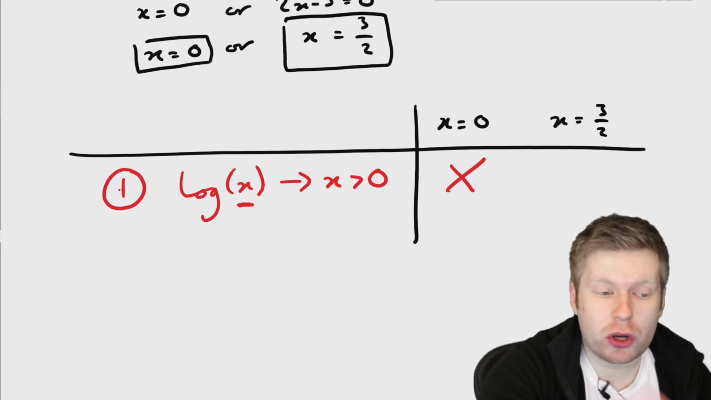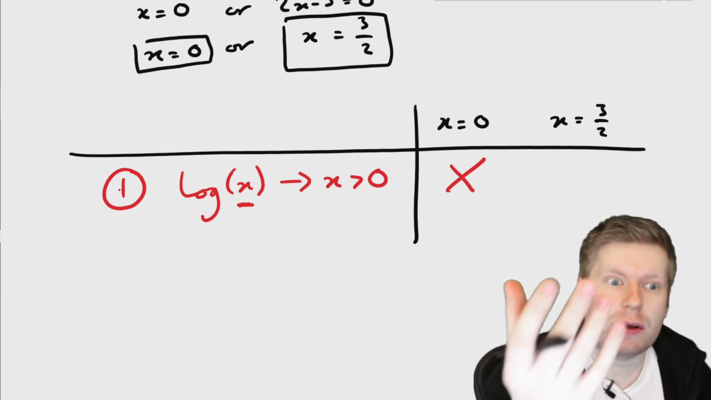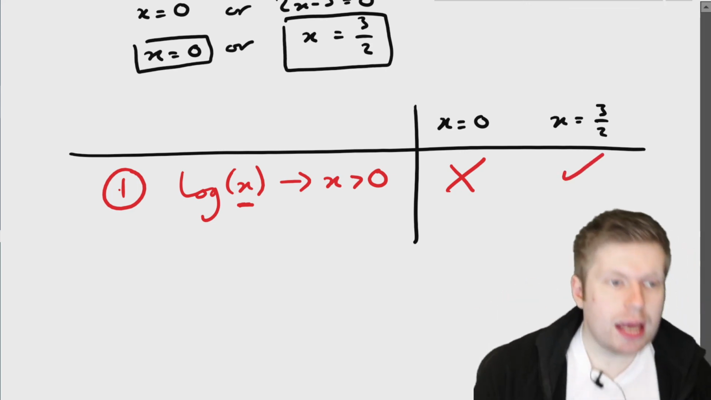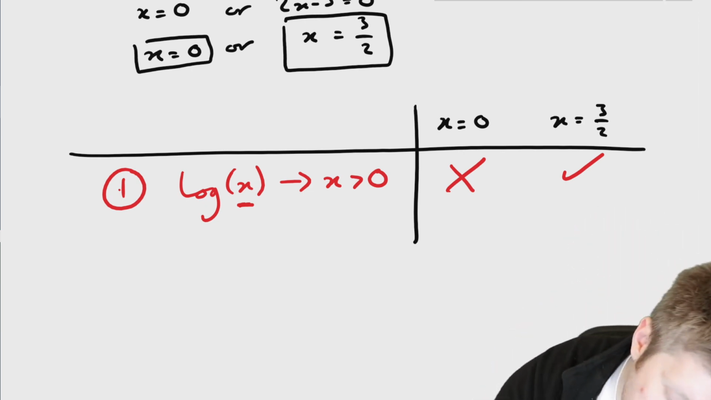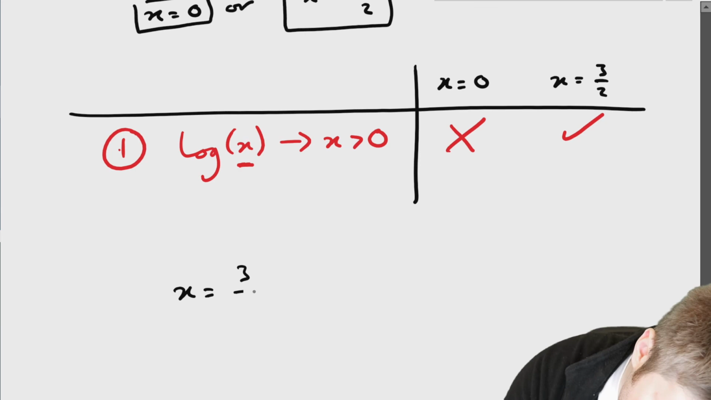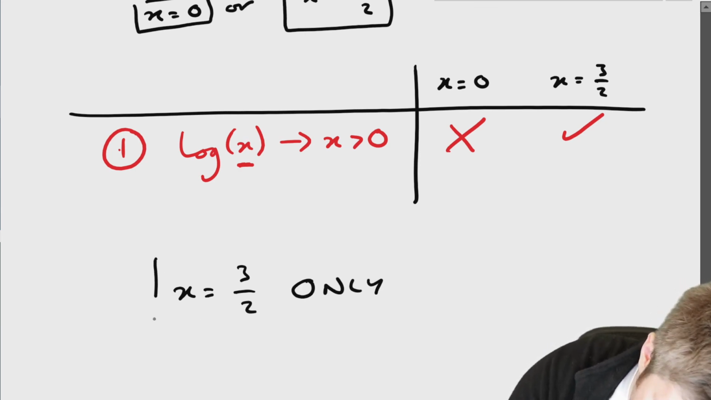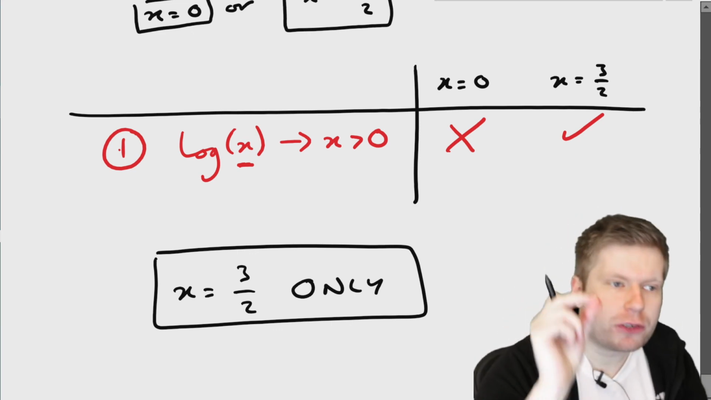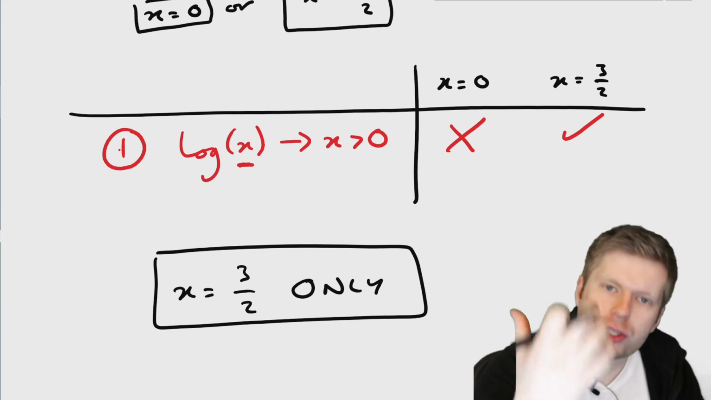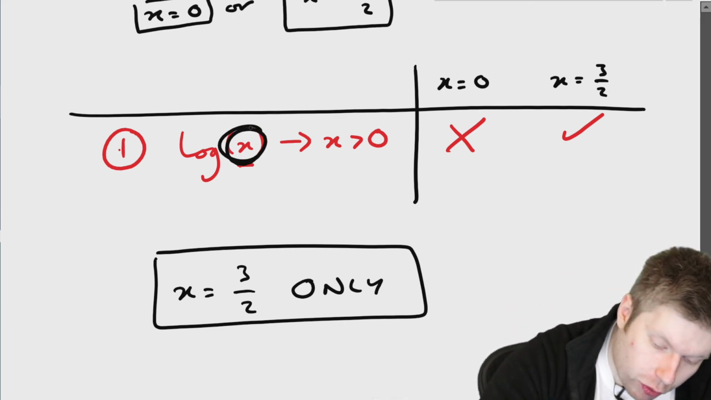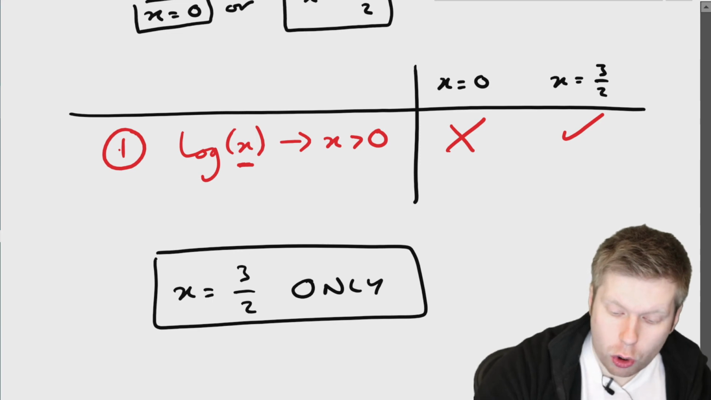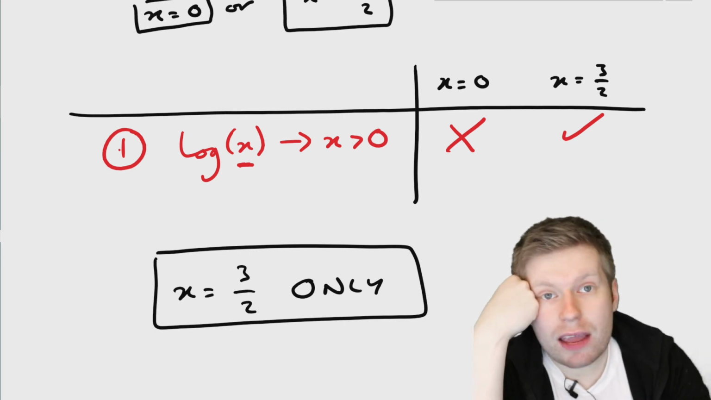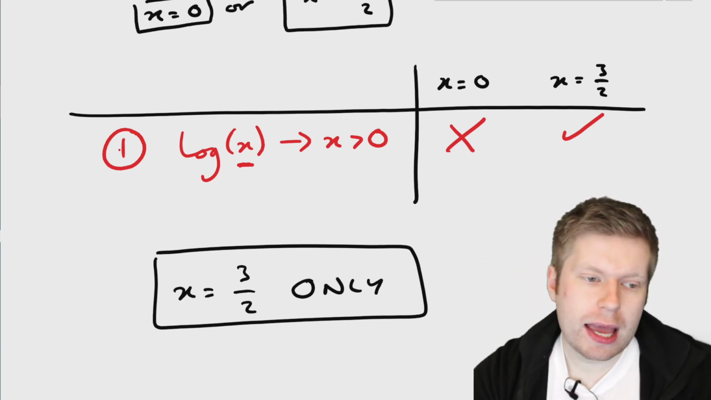Now, if we stick in x equals 3 over 2, that's equal to 1.5. Is 1.5 positive? Yes, it is. So the only solution you are going to get is x equals 3 over 2 only. If you put down x equals 0 or x equals 3 over 2, you will not get full marks. You have to deduce that you can only put positive values into this logarithm. The thing you're taking the logarithm of has to be positive. So always check your solutions to make sure the input is positive. If it is, keep that solution. If it's not, you have to get rid of it. So hopefully that makes sense.